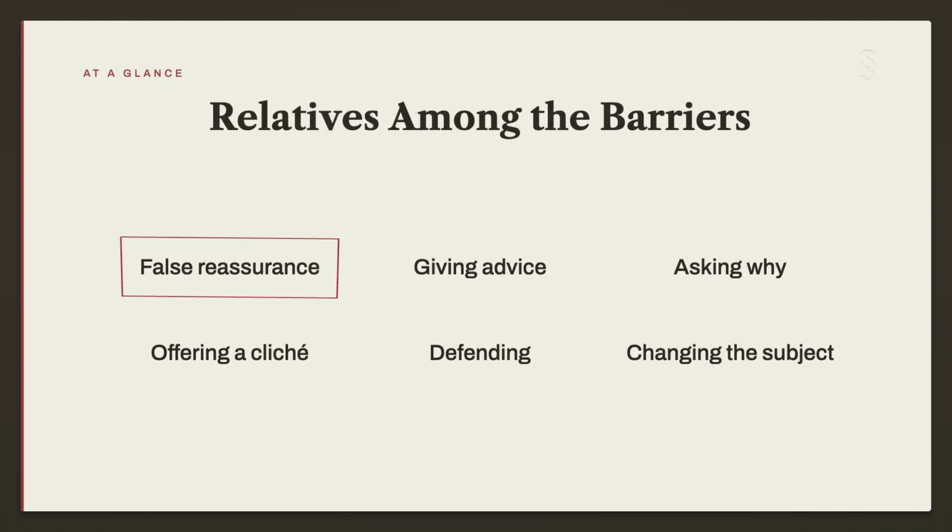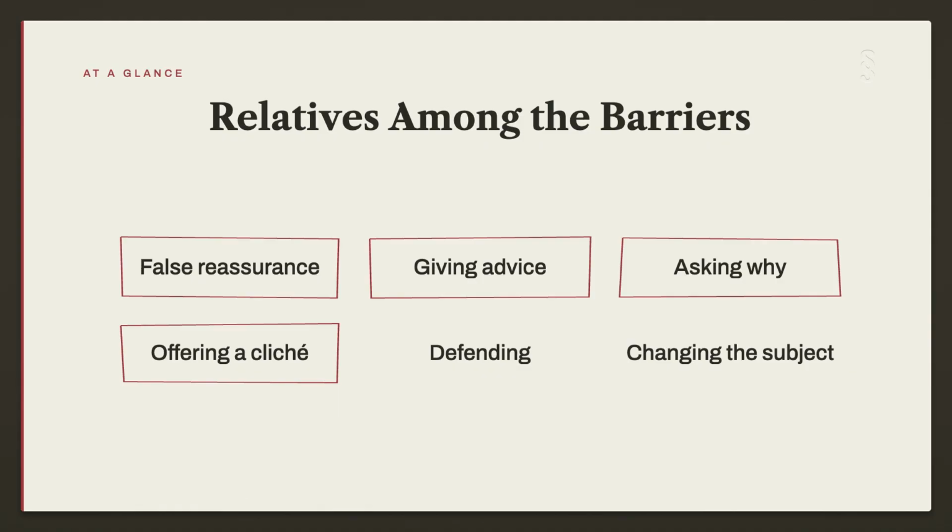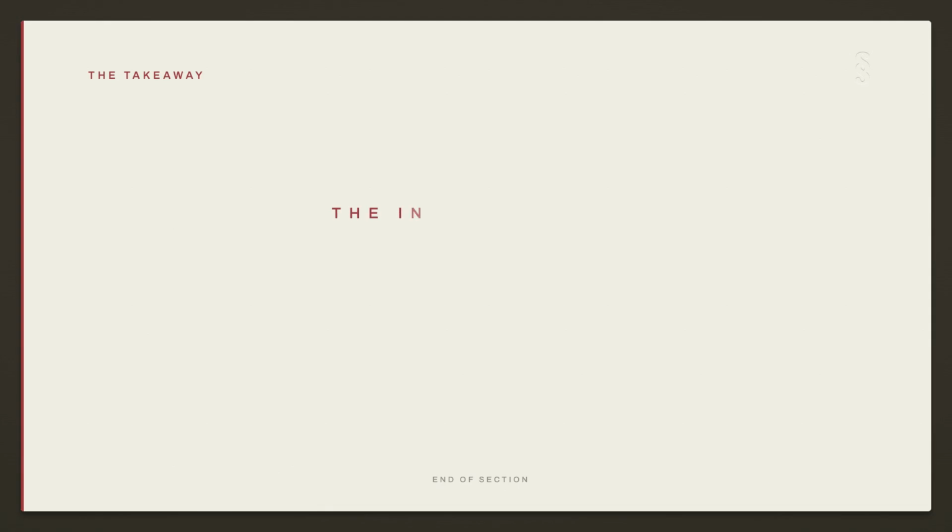Exam writers test the difference between changing the subject and its relatives. False reassurance dismisses a concern. Giving advice substitutes the nurse's judgment. Asking why demands justification. Offering a cliché replaces engagement. And defending protects an institution. Each ends exploration through a different mechanism.